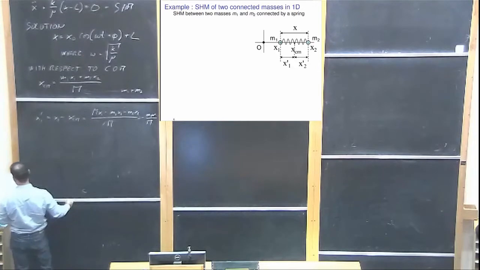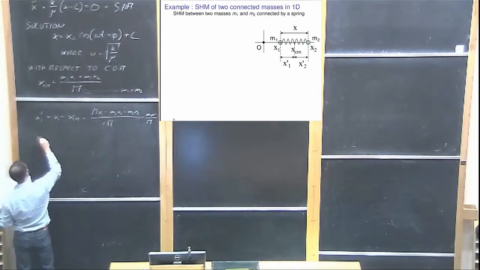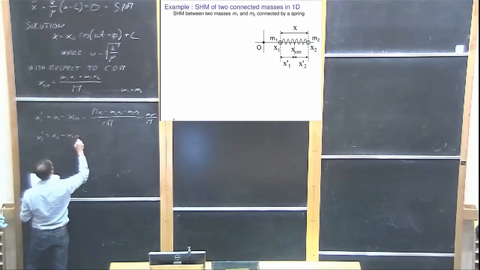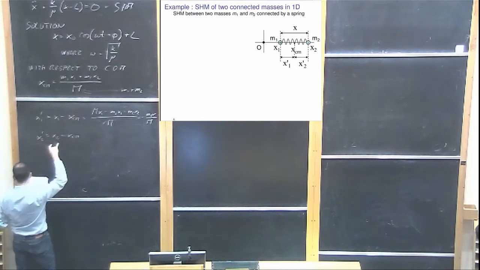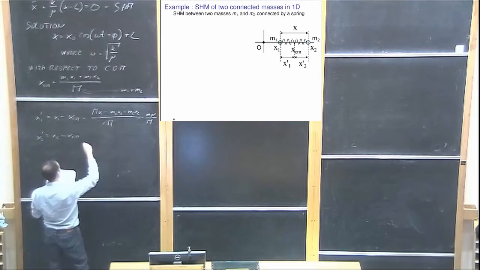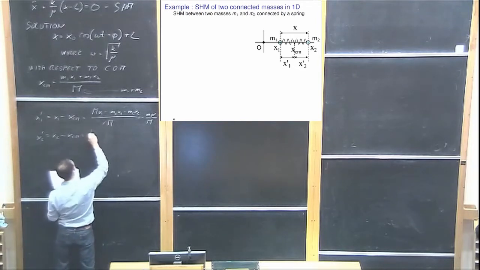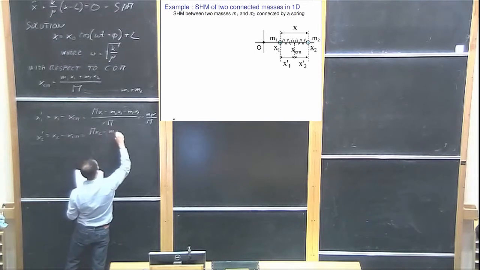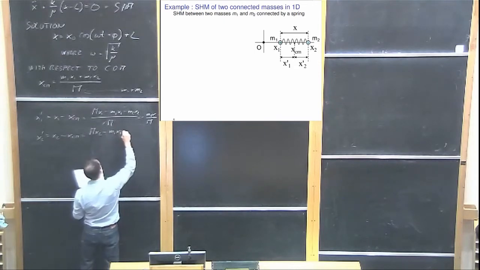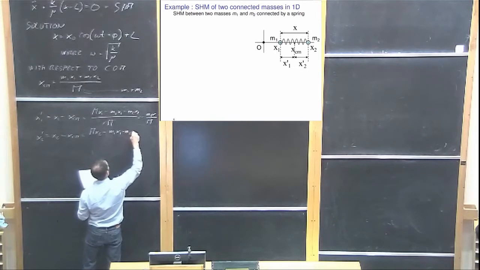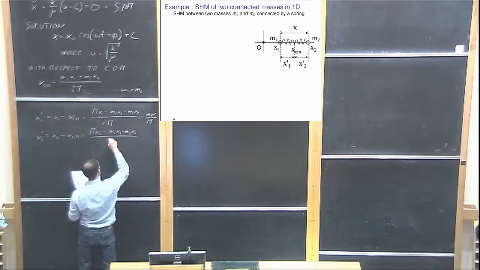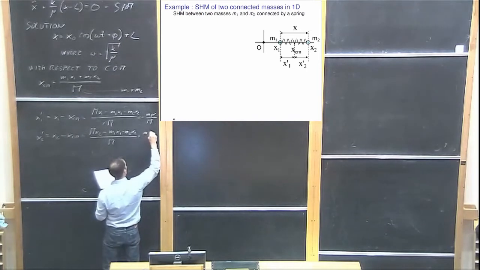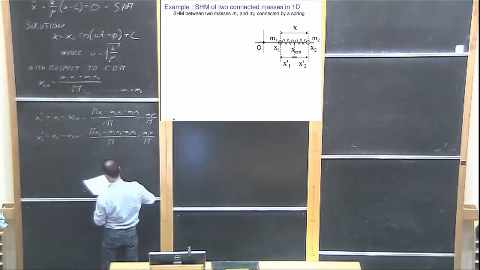And the same, x2 prime equals x2 minus x_cm. This is from the definition of center of mass, which we've had before, in case you're wondering where that is coming from. (M x2 minus m1 x1 minus m2 x2) over M, and that becomes m1 x over M.